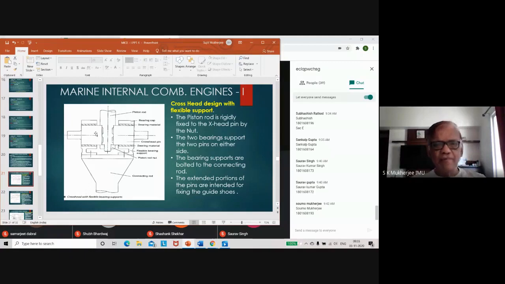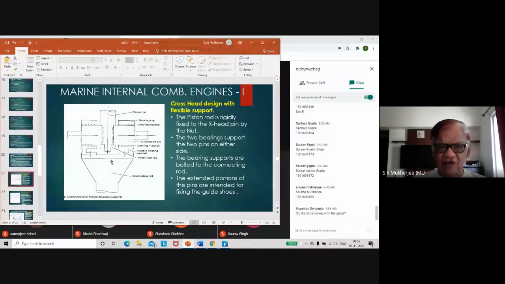Now let's look at the two bearings. Here there are two bearings on either side of the crosshead pin. This is one bearing, and the bearing support is at the bottom. It is generally cast iron, or maybe cast steel. It is ultimately bolted to the tabletop of the connecting rod. So why is it called flexible? You see this section over here, it is not a rigid block. It is something like a C-section, which gives some amount of flexibility. This flexibility is in microns, maybe 1/100th of a millimeter, but it does provide some flexibility.